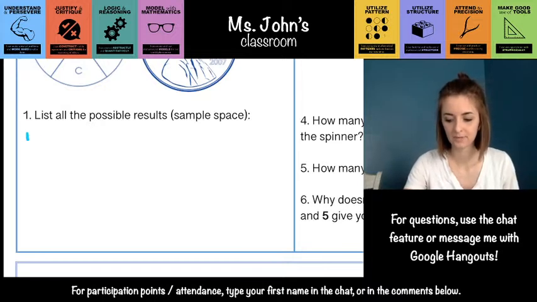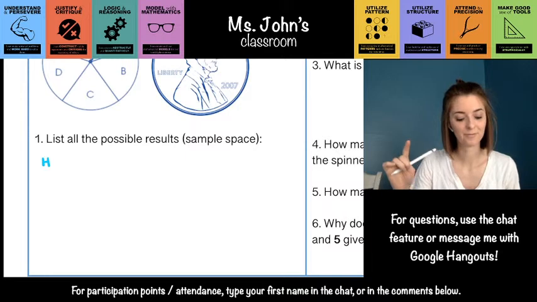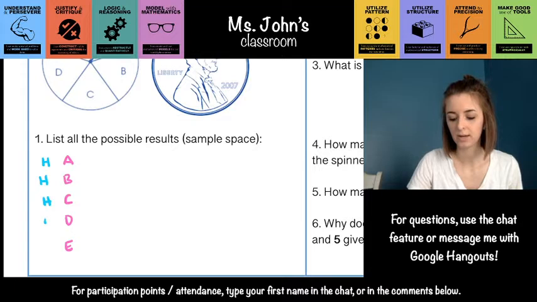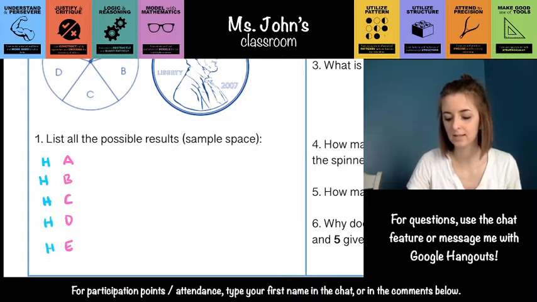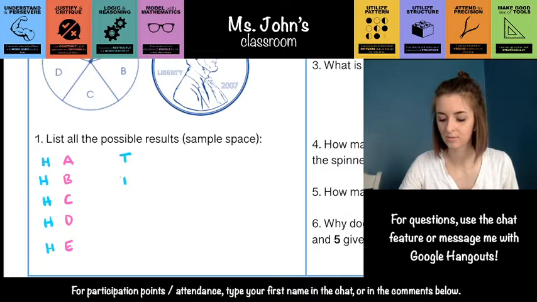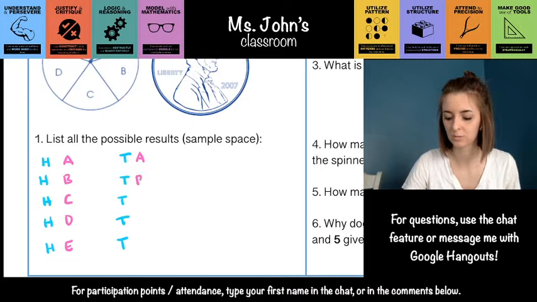I'm going to start with the coin because there's only two options on the coin. My H is going to stand for heads. And then I could get A, B, C, D, or E with heads. So we could have heads A, heads B, heads D, I missed C, heads C, and heads E. And then you might imagine where I'm going next. We're going to put tails A, tails B, tails C, tails D, tails E.